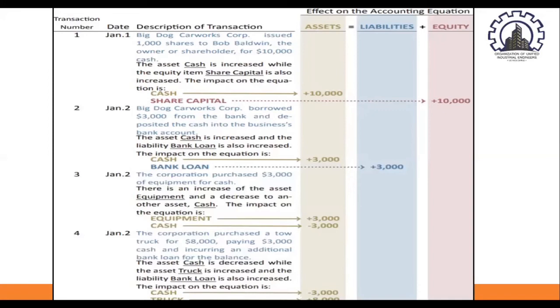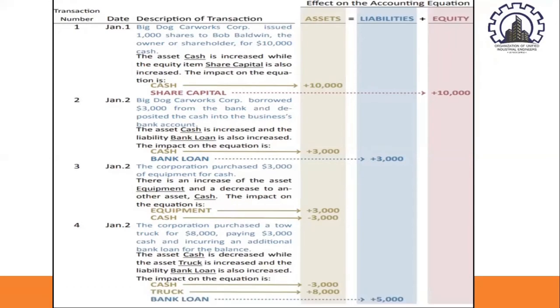But in return, in exchange of that cash, you received an equipment. And remember, equipment is an asset, right? So that is why you have there plus 3,000.